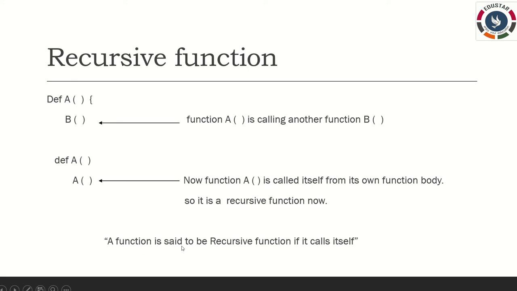A function is said to be a recursive function if it calls itself. Can you understand now? A normal function means that inside it we call some other function name. A recursive function means that inside it, it calls the same function name, itself. That is called recursive.